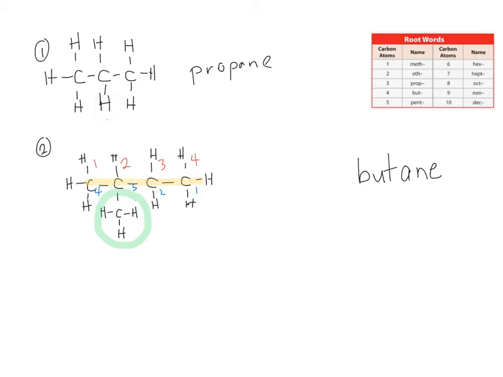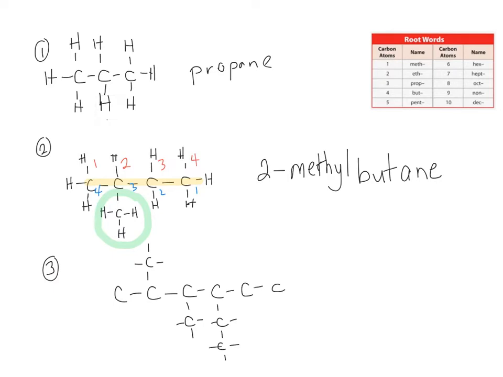So this is our prefix. This is 2-methyl because there's 1 carbon. Butane. So this compound contains 5 carbons. The longest carbon chain is butane, 4 carbons, and there's a side group of 1 carbon on the second carbon in the longest carbon chain. So this is 2-methylbutane.